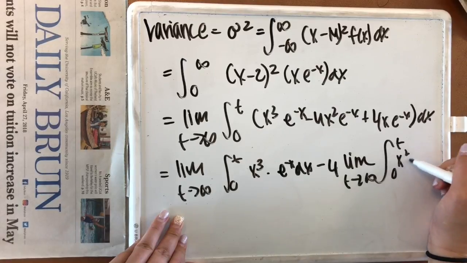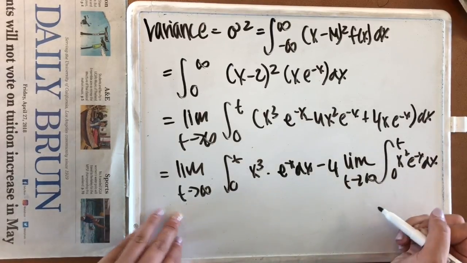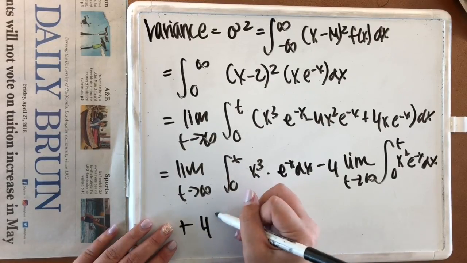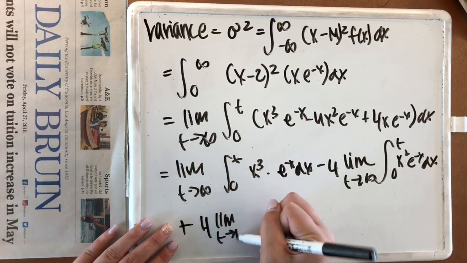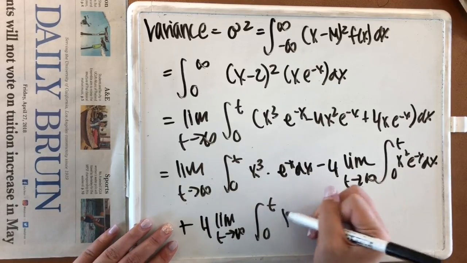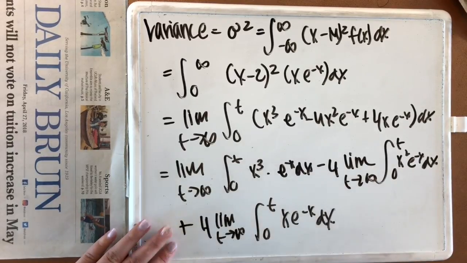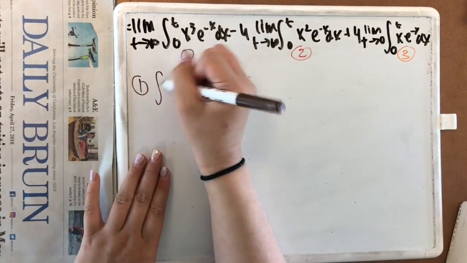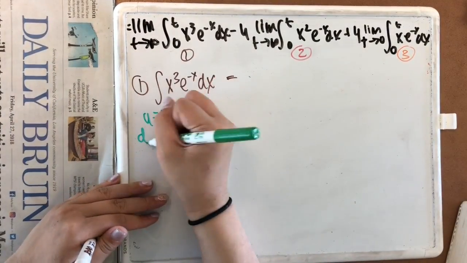Now this problem would be much easier to solve if you split it into 3 parts. So the first part would be the limit as t approaches infinity of the integral from 0 to t of x cubed times e to the negative x dx, minus 4 times the limit as t goes to infinity of the integral from 0 to t of x squared times e to the negative x dx, plus 4 times the limit as t goes to infinity of the integral from 0 to t of x times e to the negative x dx.